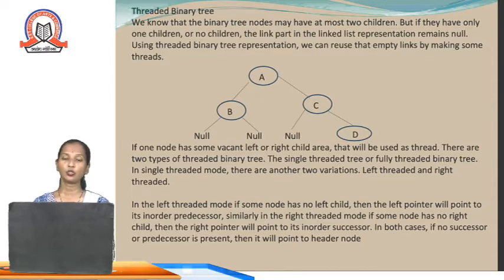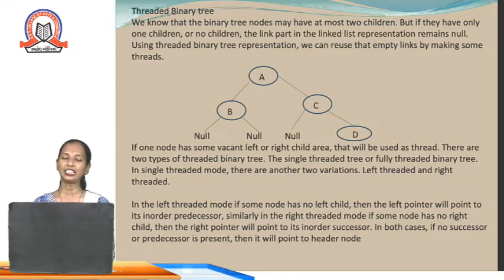There are 2 types of threaded binary tree, that is single threaded tree or fully threaded binary tree. In a single threaded tree, there are another 2 variations, that is left threaded and right threaded. In the left threaded mode, if some node has no left child, then the left pointer will point to its in-order predecessor. What is a predecessor? Predecessor is going to be the previous node, but again according to the in-order traversal.